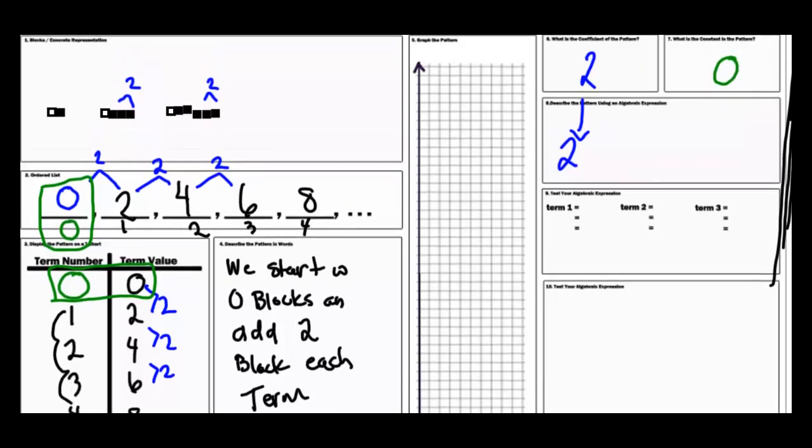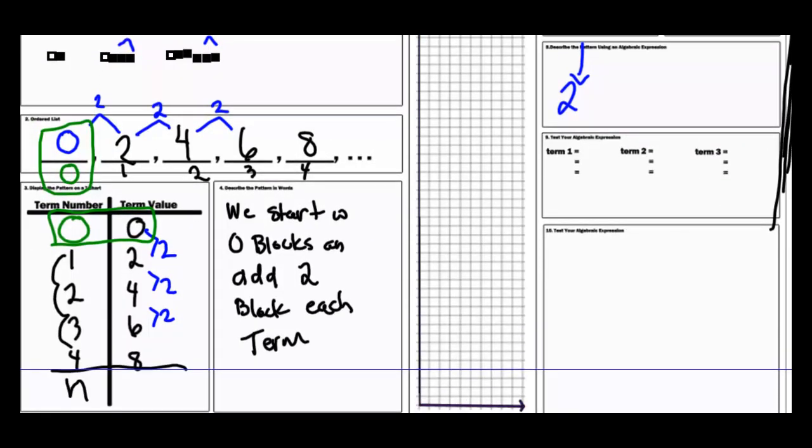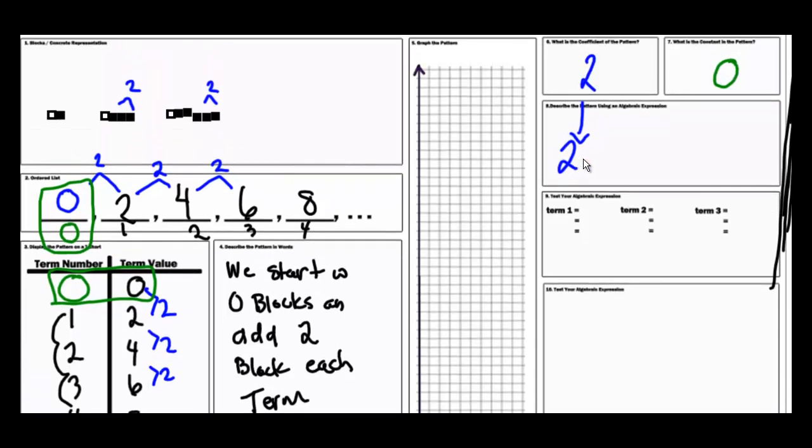Okay, so then for any term we can just use a placeholder or a variable. All right, and then we have to add the constant. In this case, our constant is 0. And you should know what happens when we add the 0. We don't really do anything. So in this pattern, we can get rid of that. So we end up with 2n. Okay? So now we need to test our pattern.